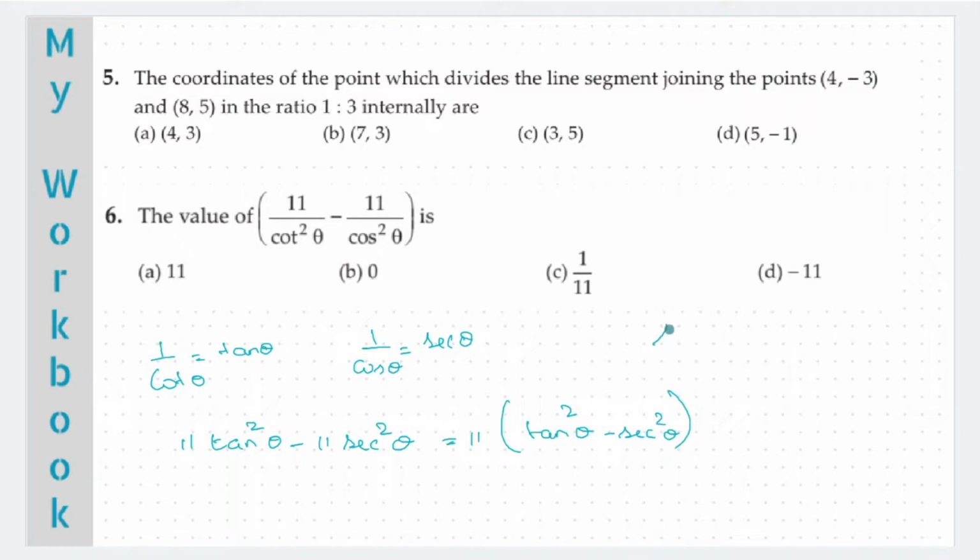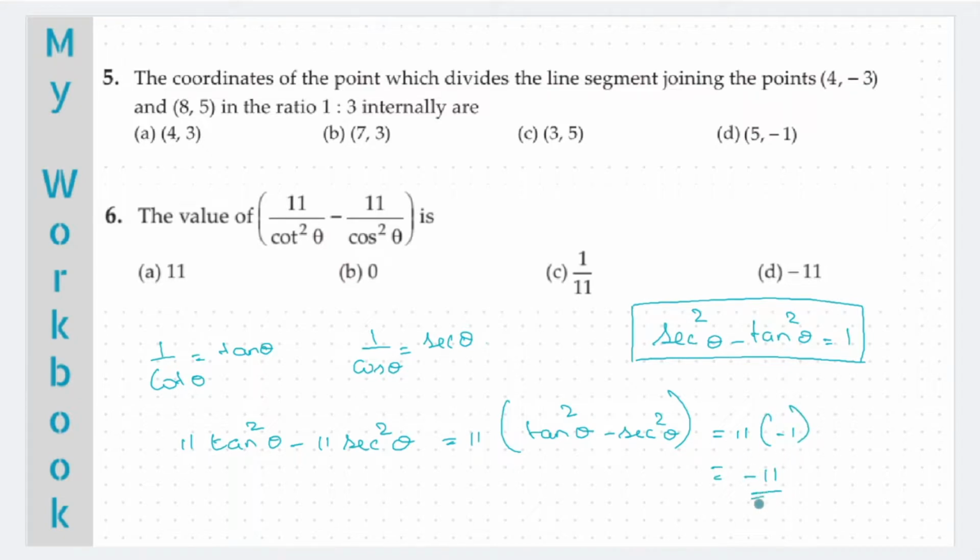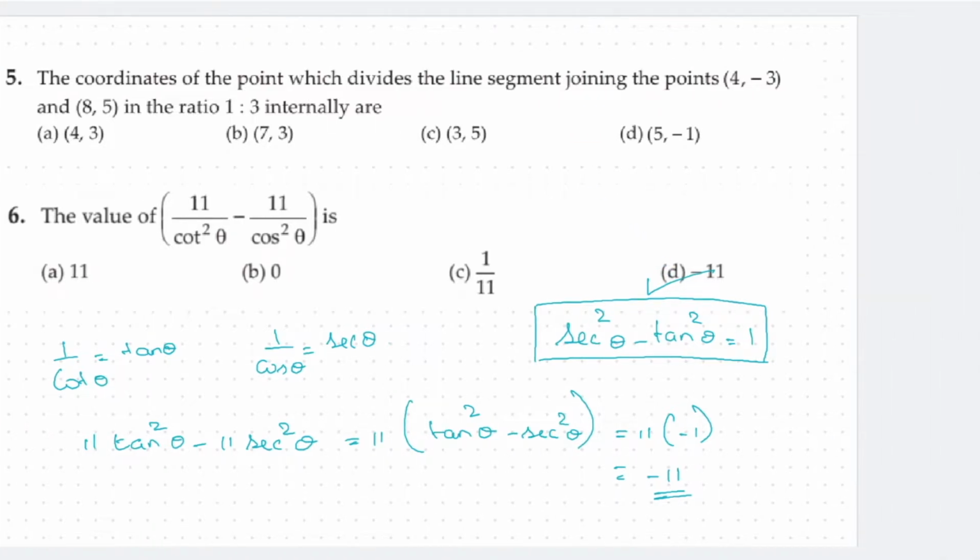The trigonometric identity is secant square theta minus tan square theta is 1. This is one of the identities that you have learned. So tan square minus secant square will be minus 1. Hence you will get 11 into minus 1, which is minus 11. So option D, minus 11, is the correct answer. Moving on to the next slide.